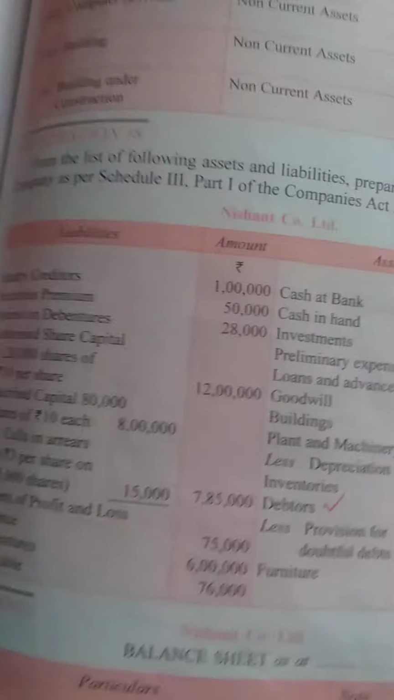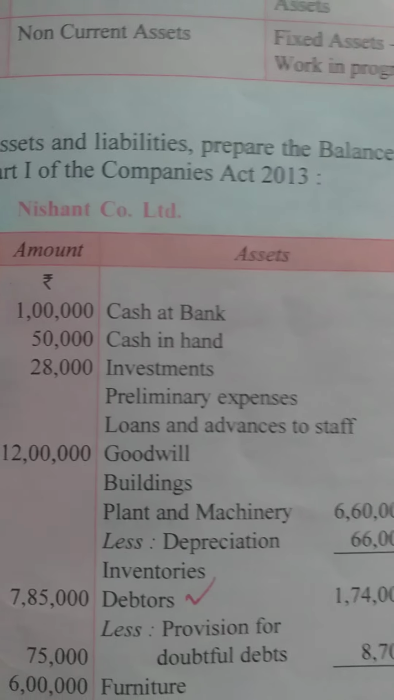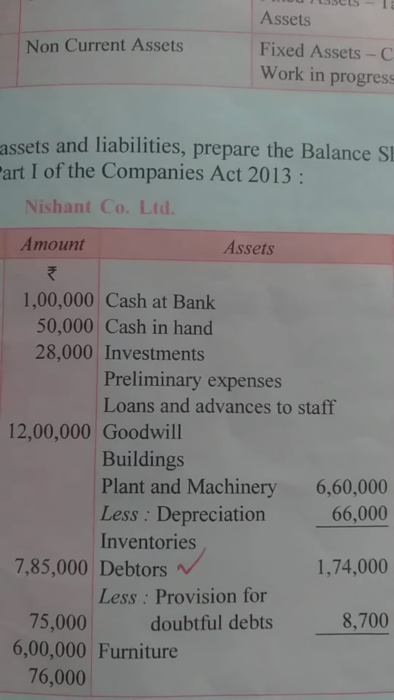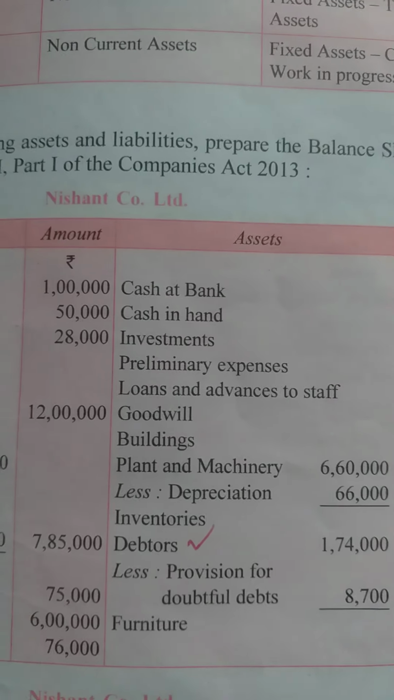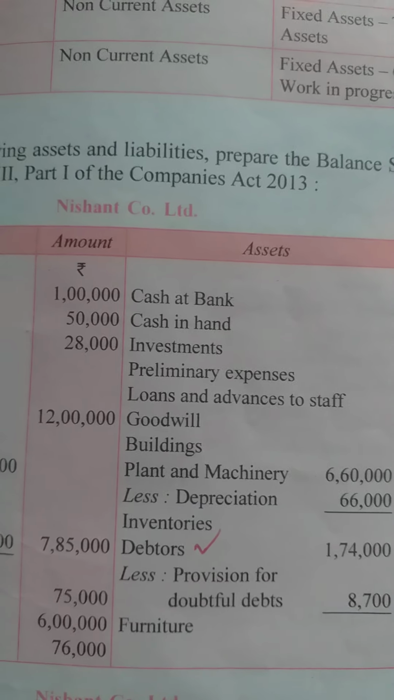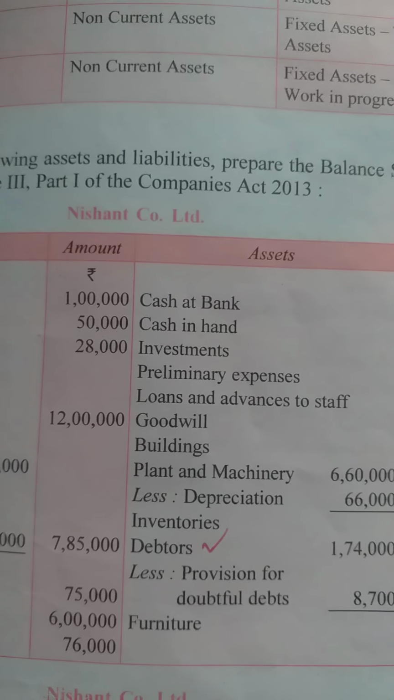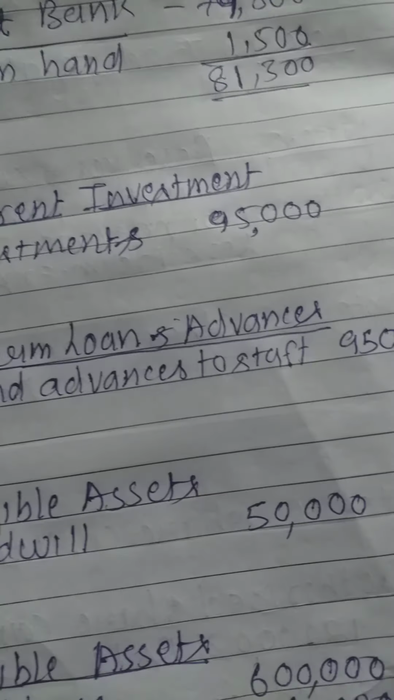Now, what next? The next one is investments. Investment, when nothing has been mentioned, is considered as long-term investment, and it is a part of non-current investment. See, note number 7, non-current investment, amount of investment 95,000.